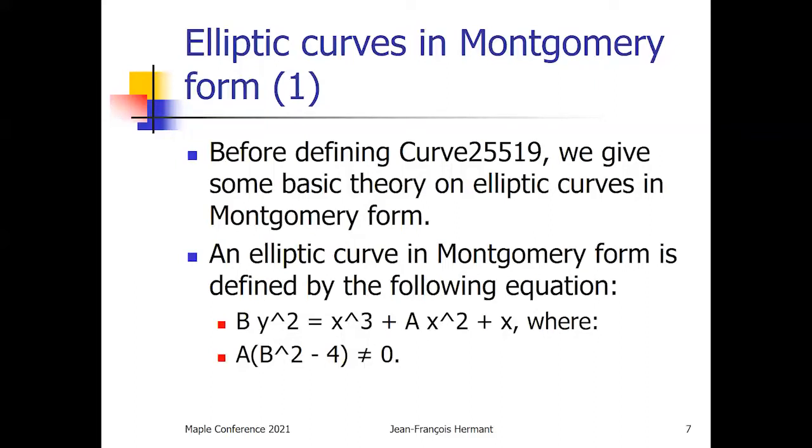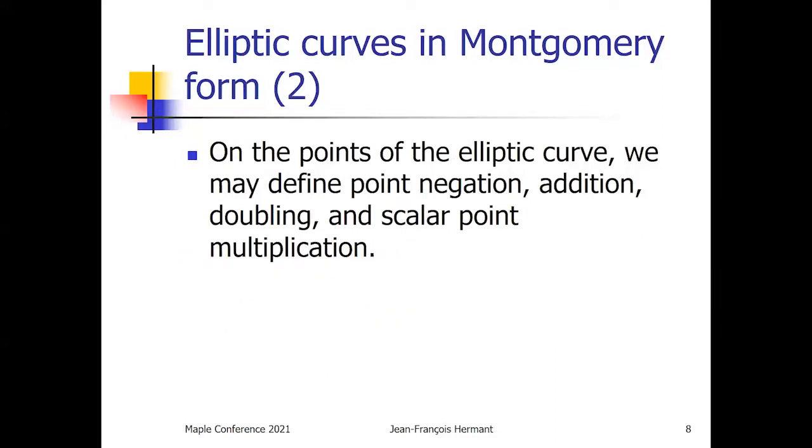Before defining curve 25519, we give some basic theory on elliptic curves in Montgomery form. An elliptic curve in Montgomery form is defined by the following equation: b y squared equal to x cubed plus a x squared plus x, where a squared minus 4 is different from 0. On the points of the elliptic curve, we may define point negation, point addition, point doubling, and scalar point multiplication.